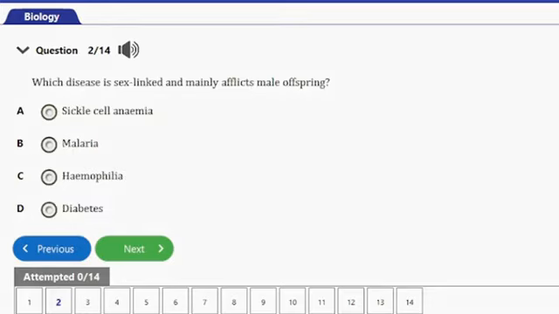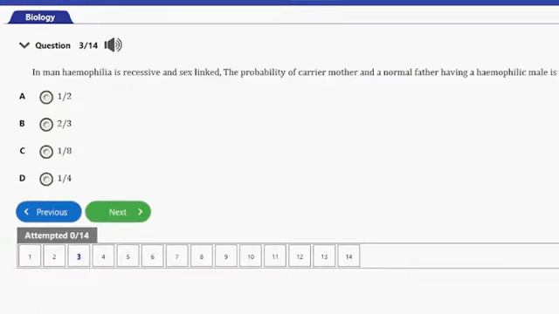Question number 2 here, it says, which disease is sex-linked and mainly afflicts male offspring? We have A, sickle cell anemia, B, malaria, C, hemophilia, D, diabetes. The answer to this question is option C, and that's hemophilia. Let's go ahead and check out the next question.